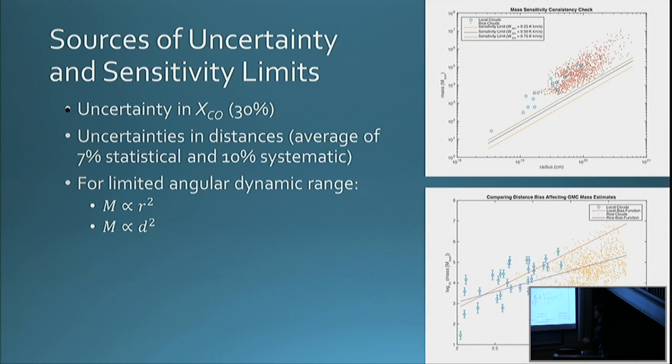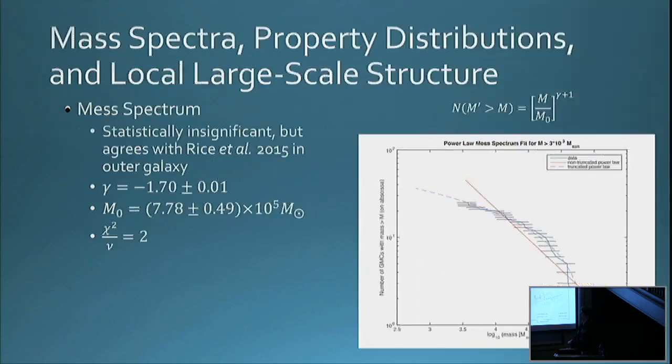For a limited angular dynamic range, which is what we'd expect for a map in L and B coordinates, we should have that the mass we can observe is limited by the radius of the cloud squared, as we see here, and that the mass is also limited by the distance to the cloud squared. Because we see both of these trends in both the galaxy-wide and the local catalog, we've ruled out any additional biases being present. So we actually have basically as good a detection rate for faraway clouds as we can have.